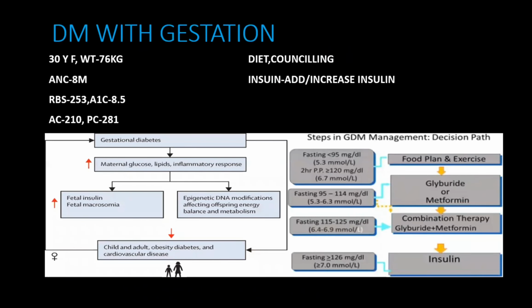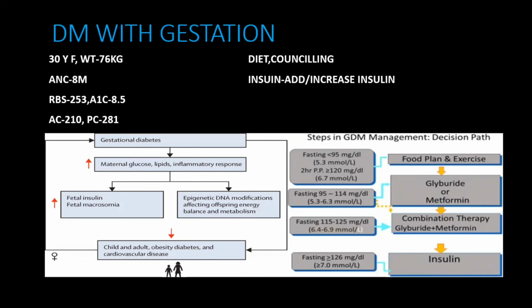Diabetes with gestation. Suppose a 30-year-old female with weight 76 kilos and 8 months of gestation, RBS 253, AC 210, PC 281, and A1C 8.5. Apart from diet and lifestyle and diet counseling, add insulin or increase the insulin.